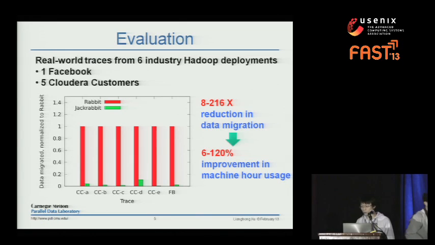Yes, that's a good question. I'm only showing you the primary set, but we also have secondary and tertiary replicas. If you increase the primary set in Rabbit, then the placement of secondary and tertiary replicas will also change accordingly, and you will need to increase the total size of your cluster. But in JackRabbit, thank you very much.